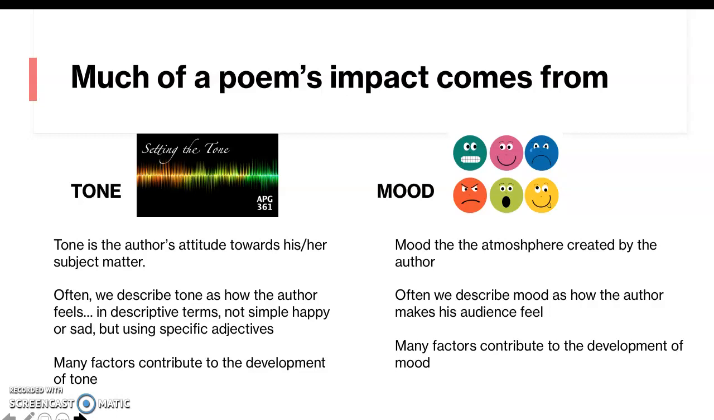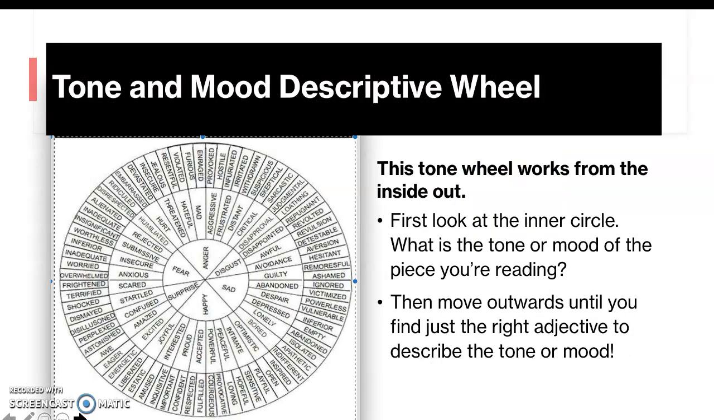Mood and tone are very closely associated because they both deal with emotions. Mood, however, is the atmosphere created by the author. So mood is kind of how the author makes us feel. And just like tone, there are many factors that contribute to the development of mood. So when we talk about tone and mood, we want to make sure that we're being more specific than angry, sad, happy, or surprised. We're wanting to use the outside words that you see on this tone wheel.